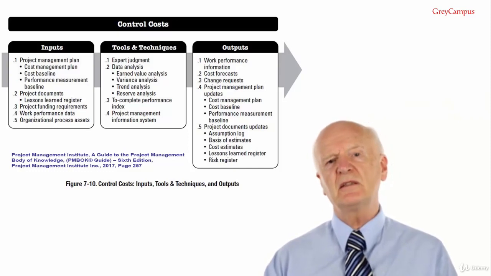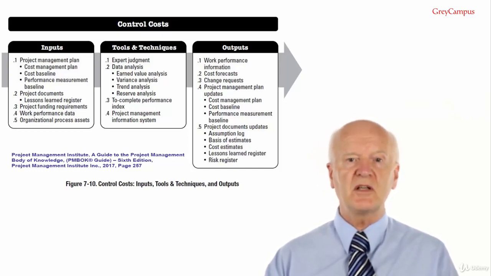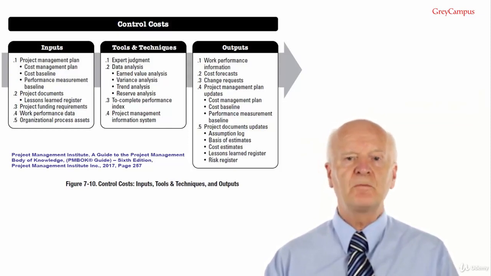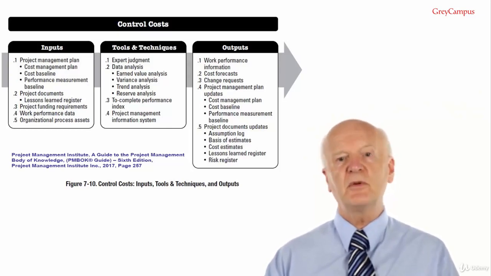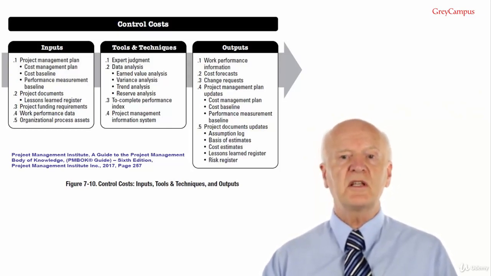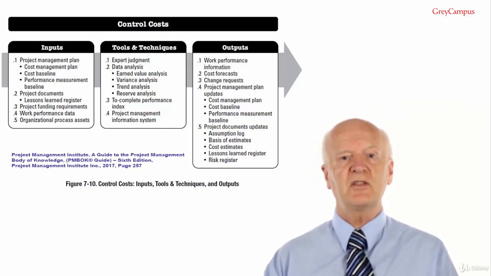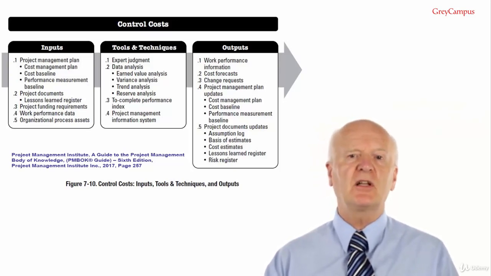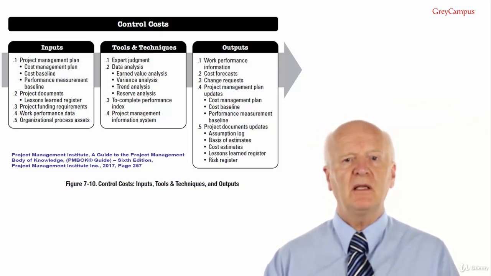Analysis of project performance may result in a change request to the cost and schedule baselines or other components of the project management plan. Change requests are processed for review and action through the Perform Integrated Change Control process. Output number 4, project management plan updates. Any change to the project management plan goes to the organization's change control process via a change request. Components that may require change requests for the project management plan include the cost management plan, the cost baseline, and the performance measurement baseline.